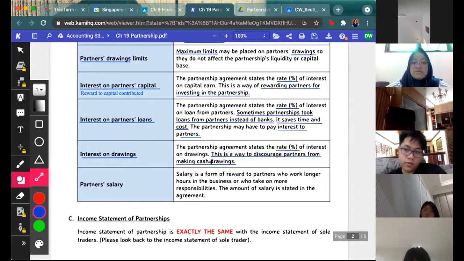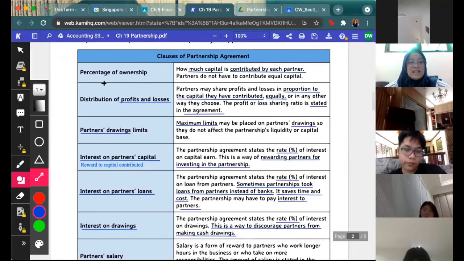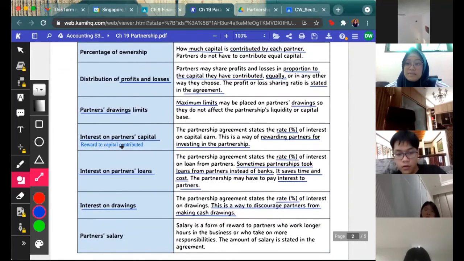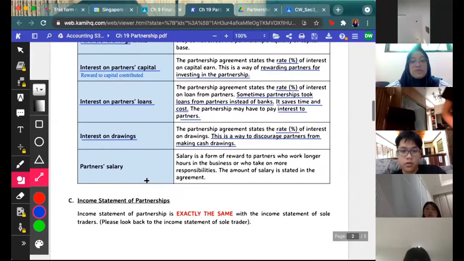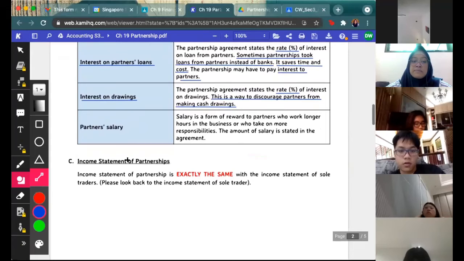this is one of the ways to keep the business running well. This is actually effective if we put the interest on drawings quite a bit bigger. Let's say the percentage of interest on capital is 5%, but interest on drawings, let's say I'll make it 8%. So it is bigger than what they contributed in the capital. So it is one of the ways to discourage partners from making drawings.